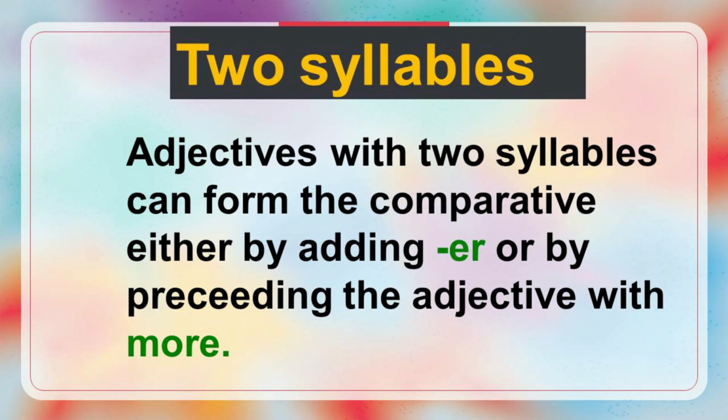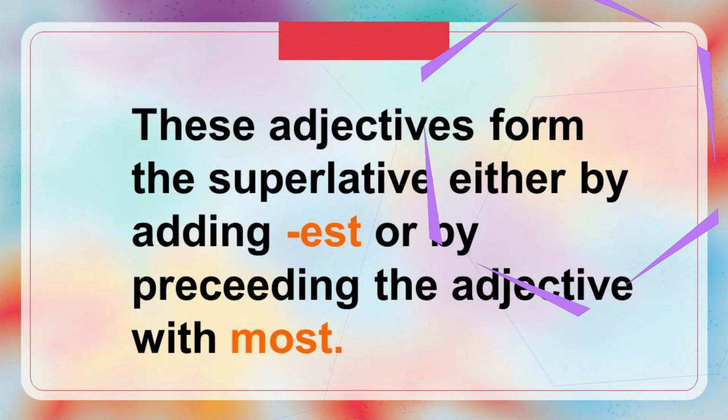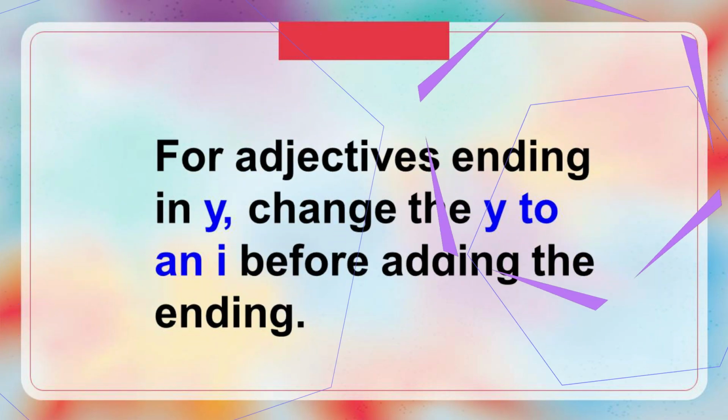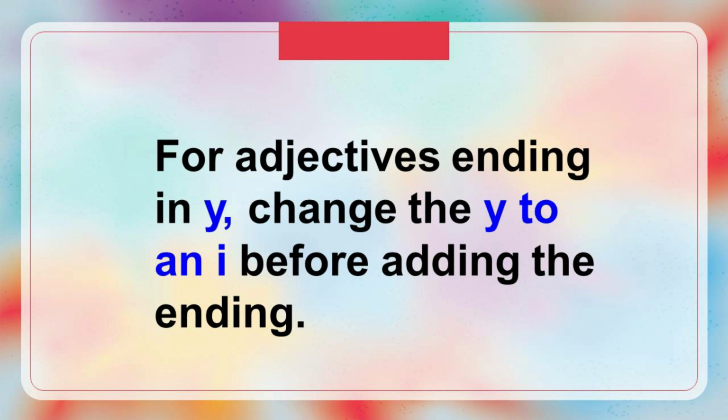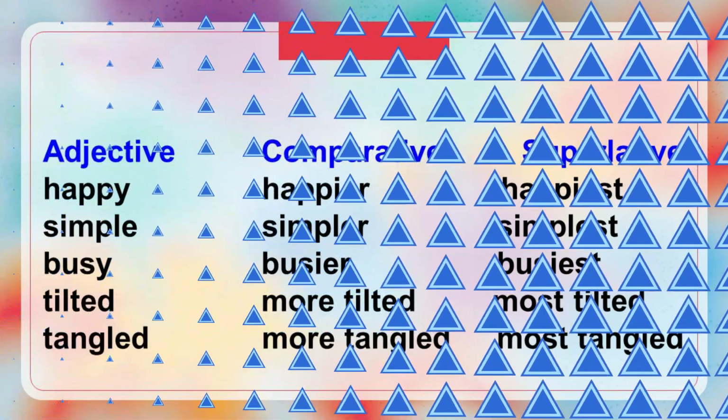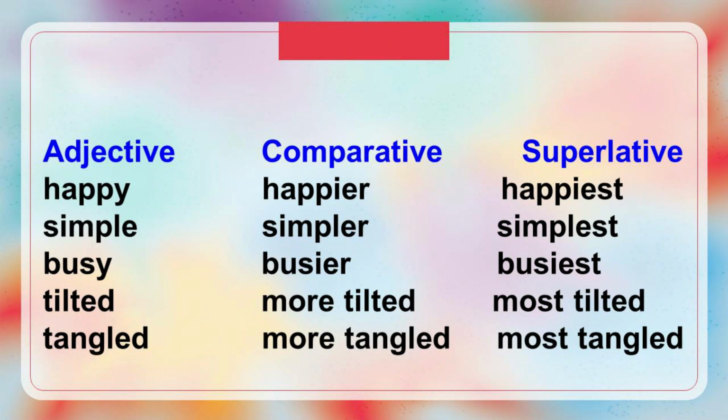To form two syllables: adjectives with two syllables can form the comparative either by adding er or by preceding the adjective with more. These adjectives form the superlatives either by adding est or by preceding the adjective with most. For adjectives ending in y, change the y into i before adding the ending, like happy, happier, happiest, simple, simpler, simplest, busy, busier, busiest, tilted, more tilted and most tilted, tangled, more tangled and most tangled.